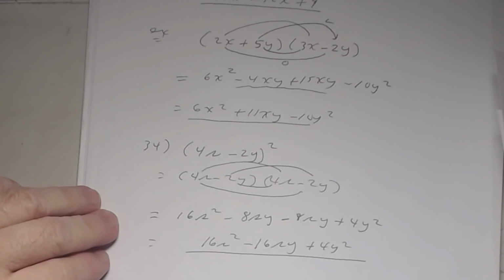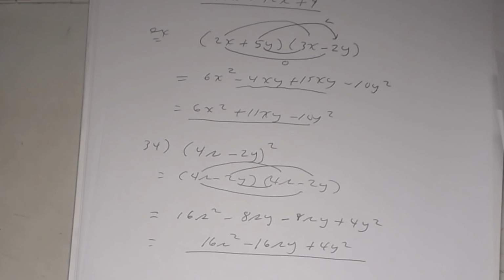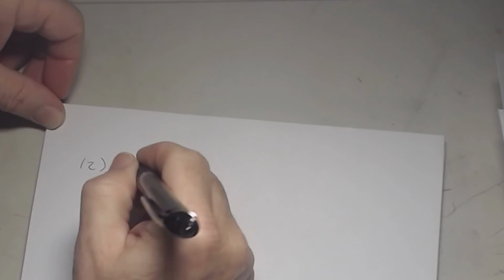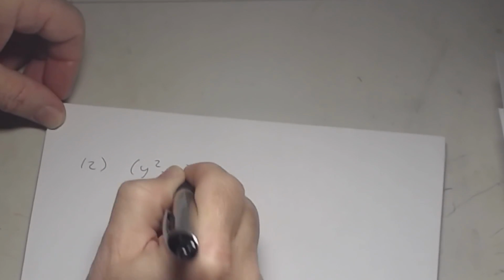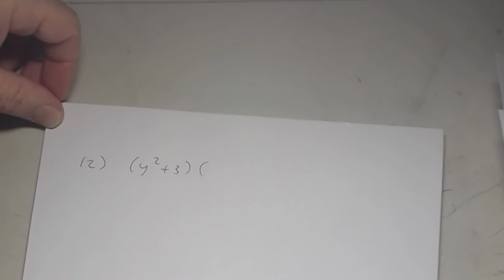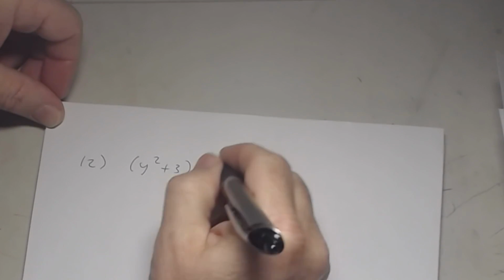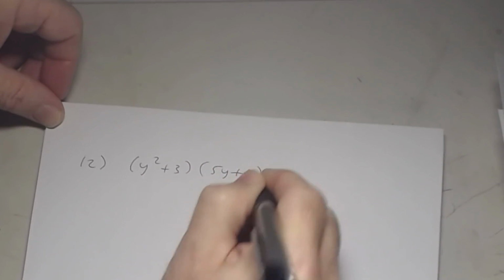All right, let's look at this one. So this is going to be number 12. All right, 12, you have y squared plus 3 times 5y plus 6. There's number 12.